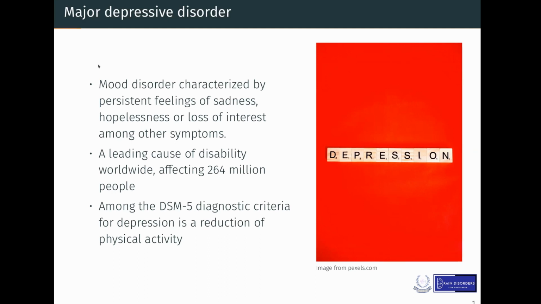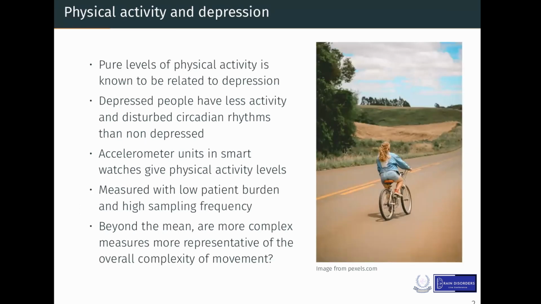Now, there are many diagnostic criteria that you would look to see if a person is suffering from depression. And one of them is a reduction in physical activity. And this is what is important for us, and that is what we will be focusing on. Now, we know that the levels of physical activity are related to depression. Depressed people have less activity and more disturbed circadian rhythms than non-depressed people, right?